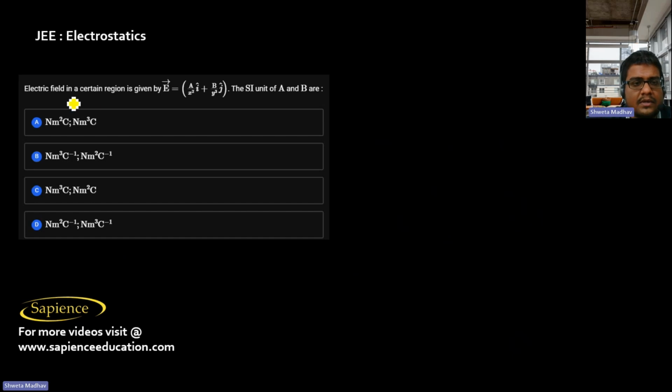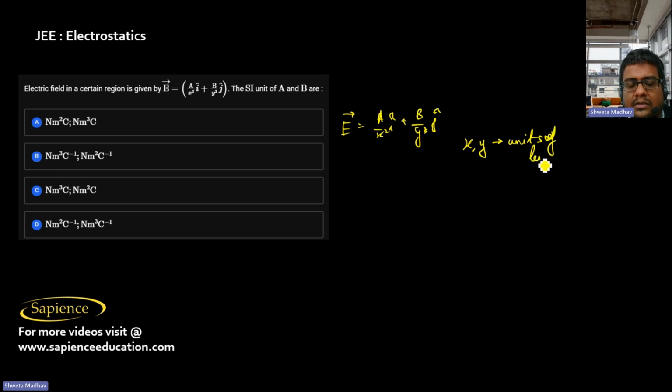Here it is told the electric field in a certain region is given by E vector, that is A by x square i cap plus B by y cube j cap. The SI units of A and B are? So obviously A by x square and B by y cube. So x and y will obviously have units of length only.